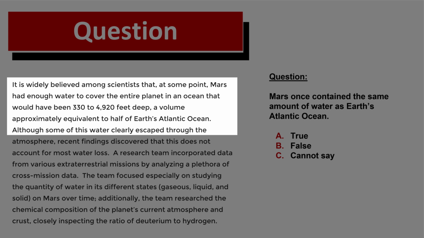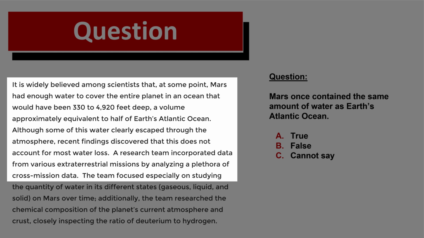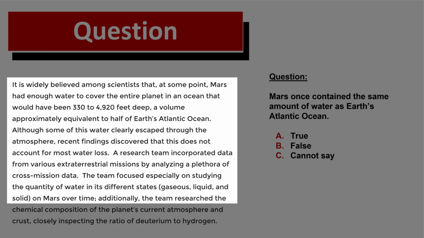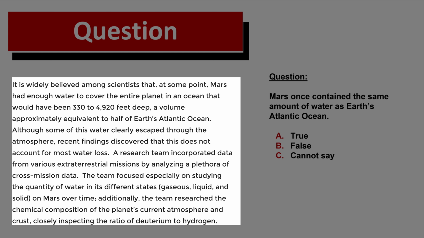Although some of this water clearly escaped through the atmosphere, recent findings discovered that this does not account for the most water loss. A research team incorporated data from various extraterrestrial missions by analyzing the plethora of cross-mission data. The team focused especially on studying the quantity of water in its different states, gaseous, liquid, and solid, on Mars over time. Additionally, the team researched the chemical composition of the planet's current atmosphere and crust, closely inspecting the ratio of deuterium to hydrogen. So here's the question based on the passage.